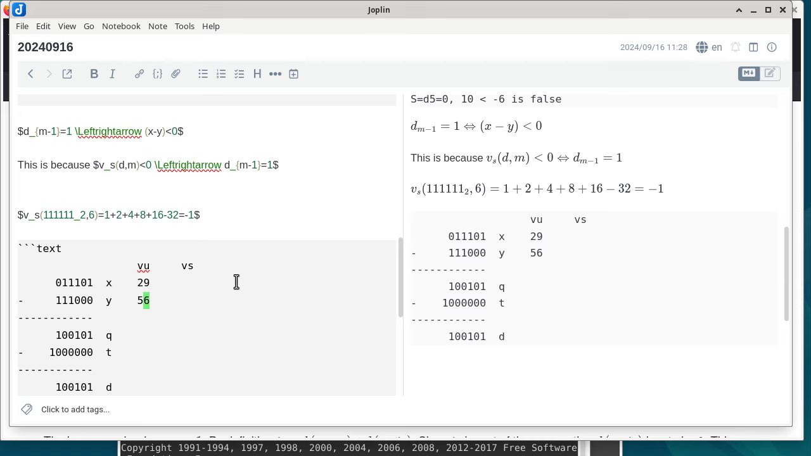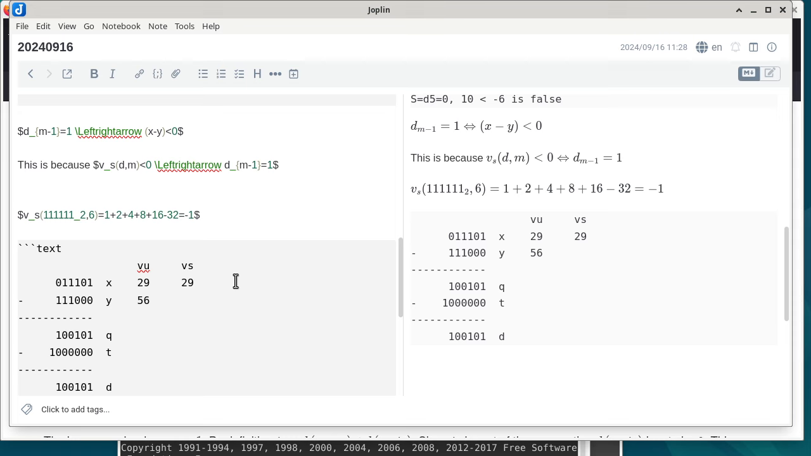Okay, what about the signed interpretation? This is going to be the same because the most significant bit is still a 1. With this one here, we can use the BS method, which is, this is an 8 plus a 16, which is 24.